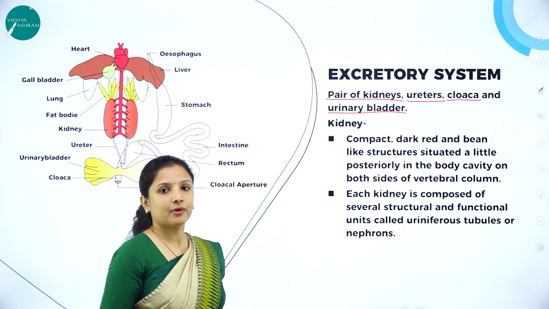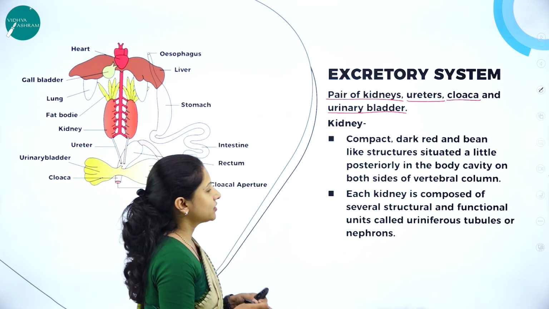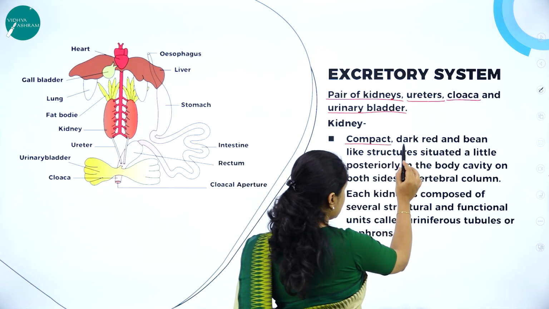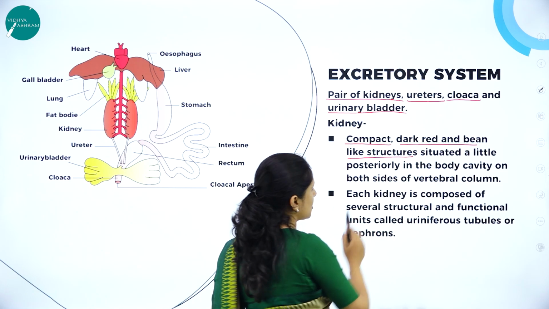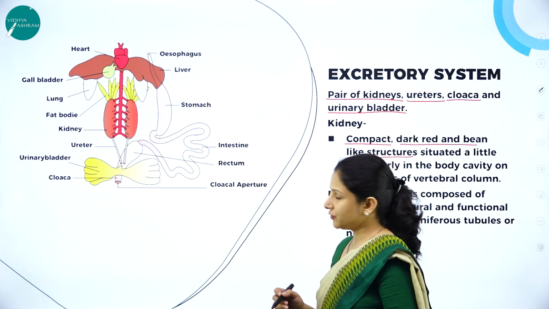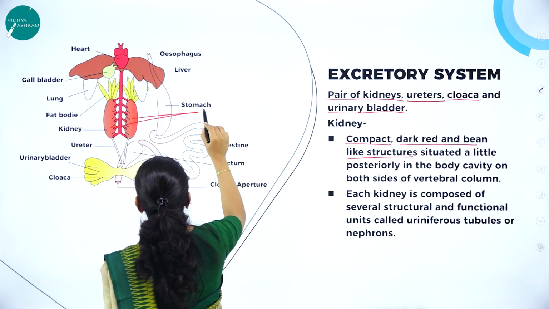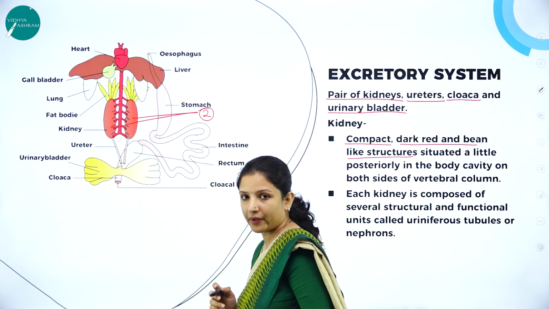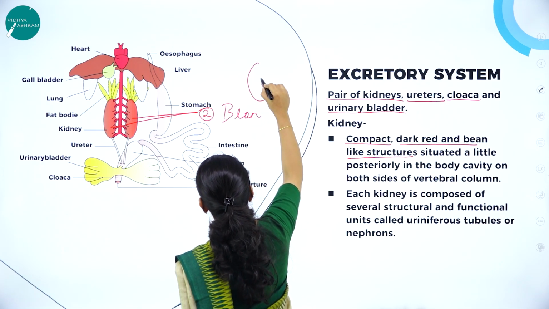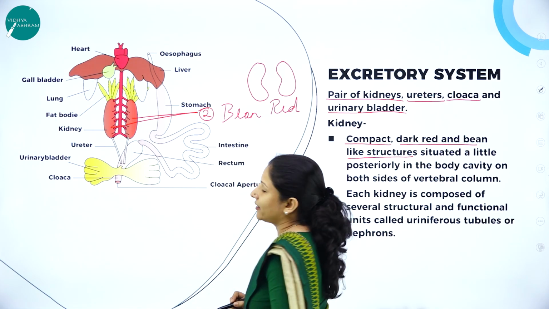So here, first talking about the kidney. How does the kidney exactly look, or what is the structure of the kidney? The kidneys are very small compact structures and they look like a bean. Therefore they are dark red, bean-like structures, and they are situated posteriorly in the thorax or the trunk of the frog. So if you can see here, they are 2 structures, 2 kidneys or a pair of kidneys. They are bean shaped, almost exactly like a bean seed, and they are dark brown to red in color.